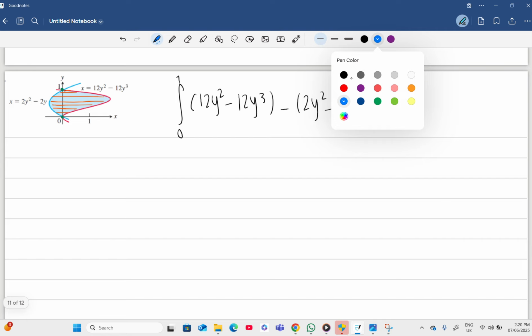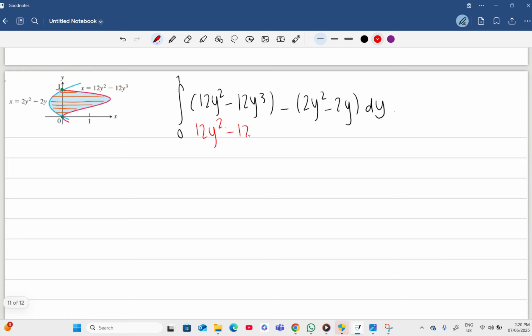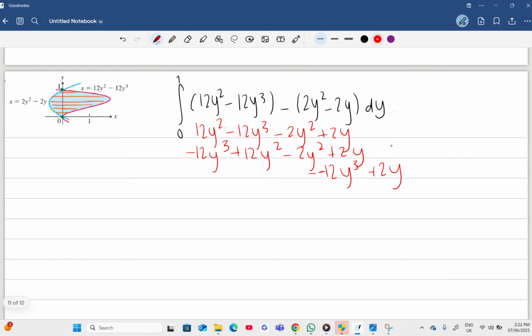So like we did before in all of the questions, let me simplify. I'm going to do 12y squared minus 12y cubed minus 2y squared plus 2y. So I distributed the negative. Now let me put the like terms together: negative 12y cubed plus 12y squared minus 2y squared plus 2y. So I'm going to get negative 12y cubed plus 10y squared plus 2y.